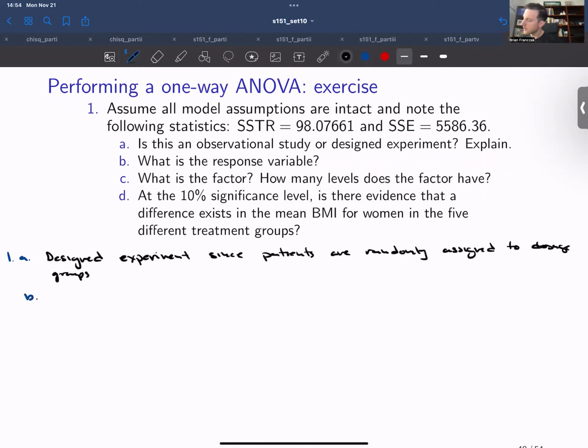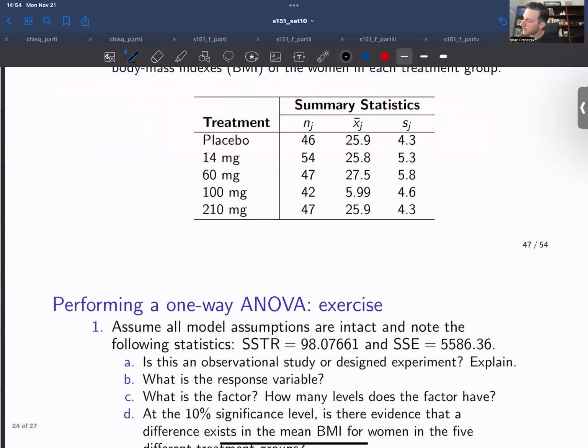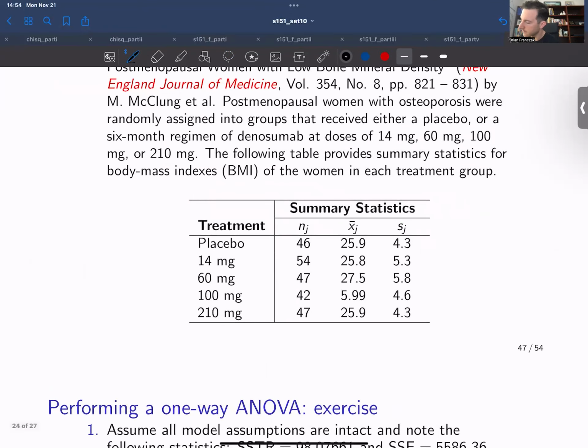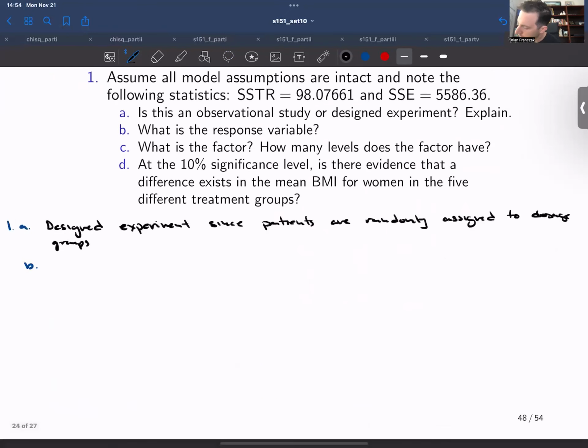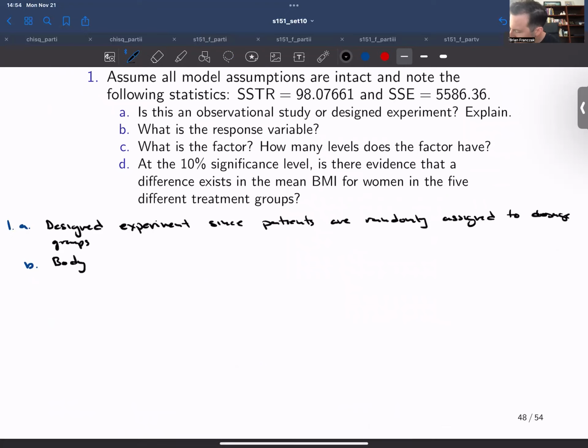Okay, B, what is the factor, or sorry, what is the response variable? The response variable here is the body mass index. Okay, so we are measuring the BMI of women. So this is the response variable. This is the thing that we are reporting. So all of the summary statistics, X bar and S, those are the sample mean and the sample standard deviations for each group in terms of BMI. Okay, so our response variable is the value we are measuring. So this is the body mass index, the BMI.